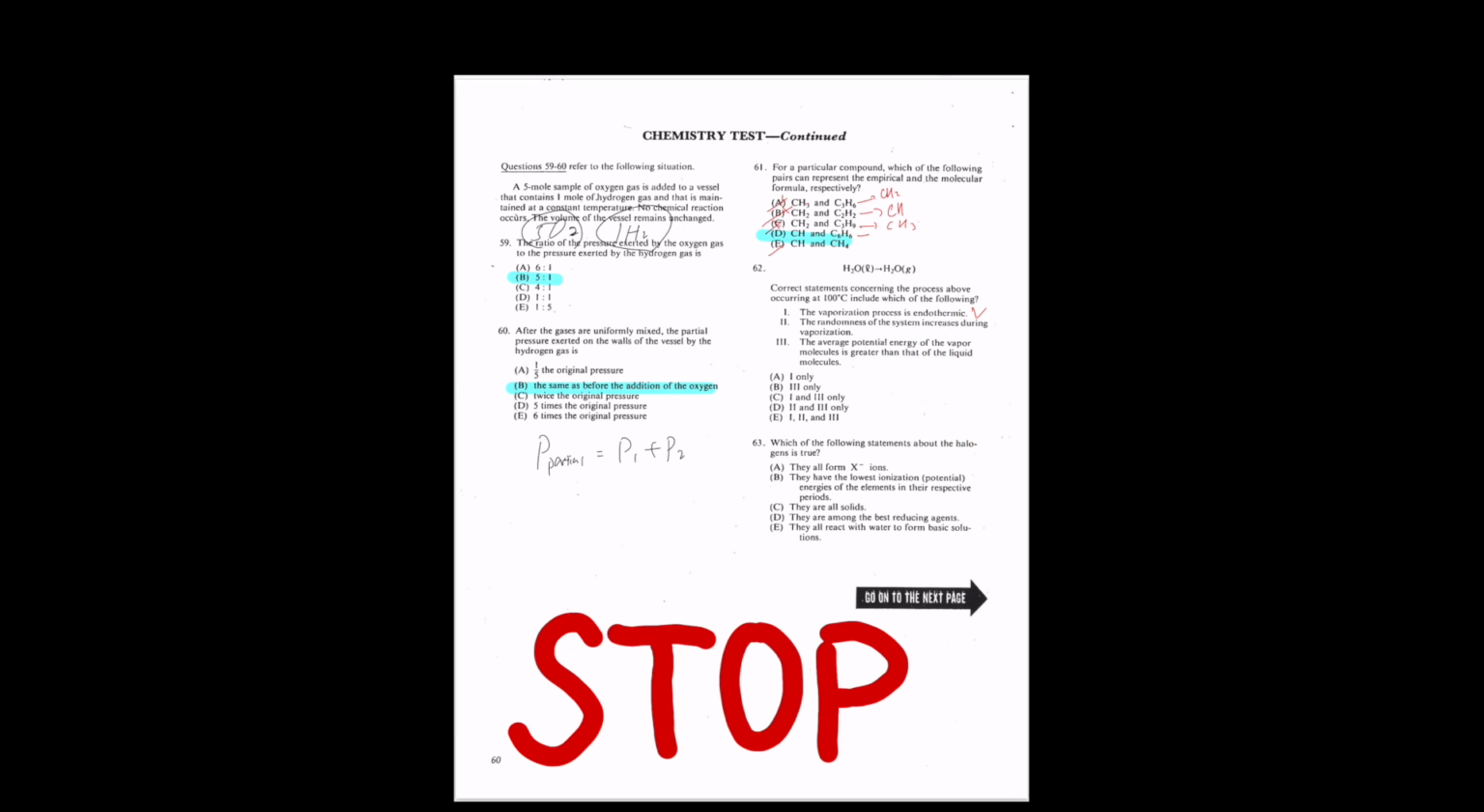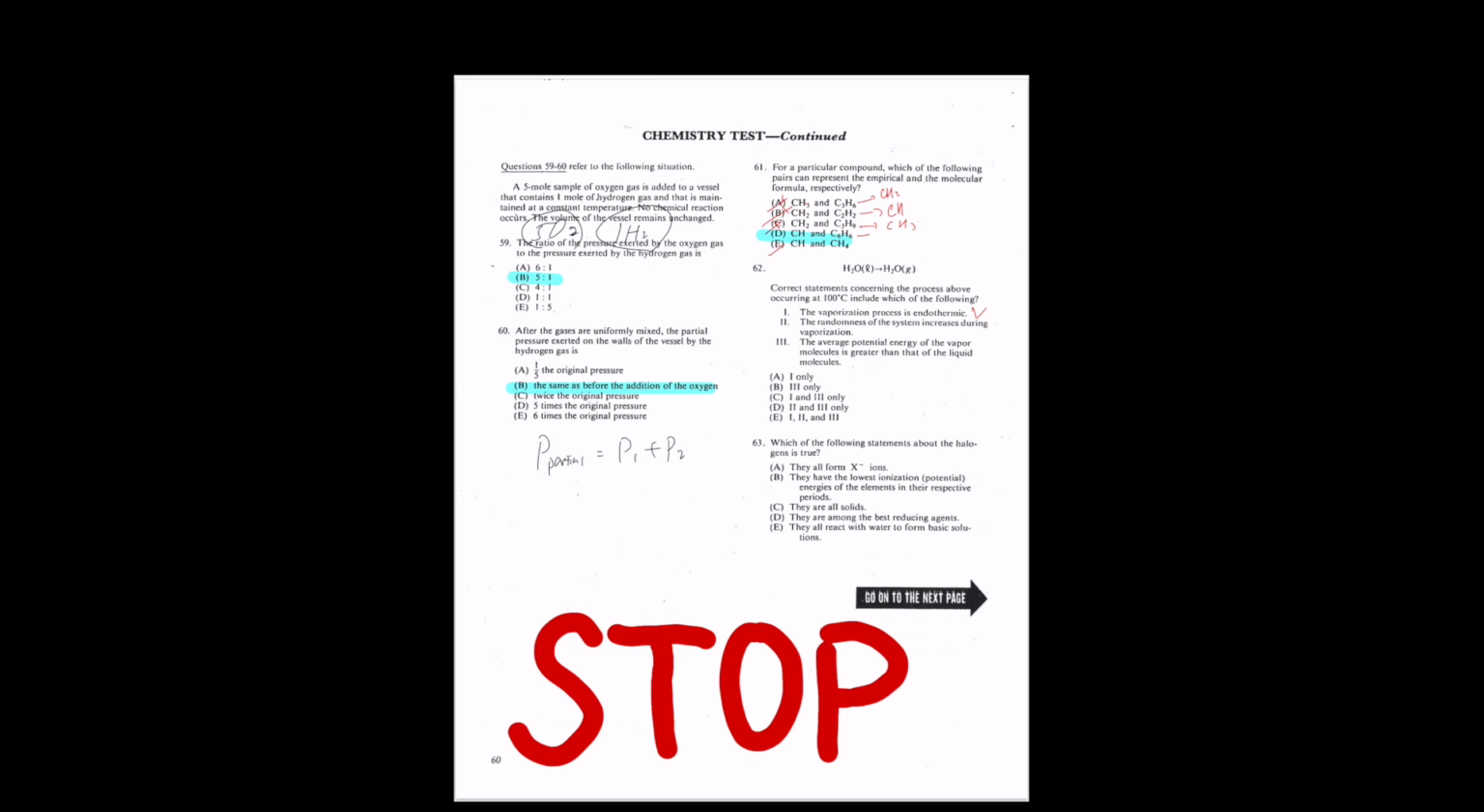When bonds are being broken, that's basically equal to endothermic, because when bonds are being broken, they need energy, and when bonds are formed, they are exothermic, because when bonds are formed, they release energy. So basically, freezing is exothermic, melting is endothermic, vaporization is endothermic, condensation is exothermic. So choice 1 is correct.